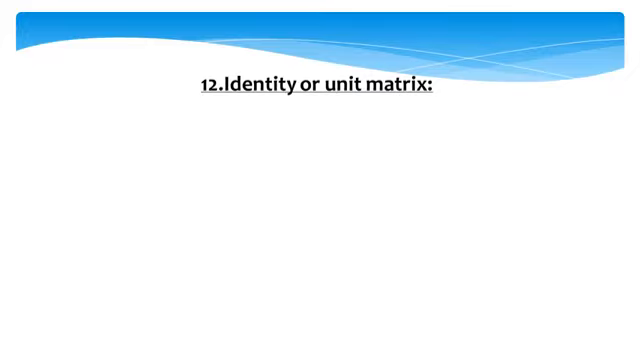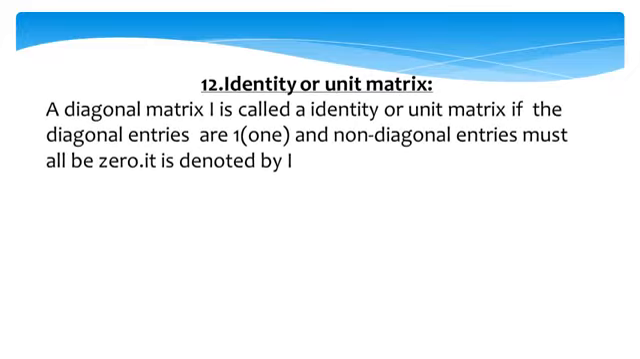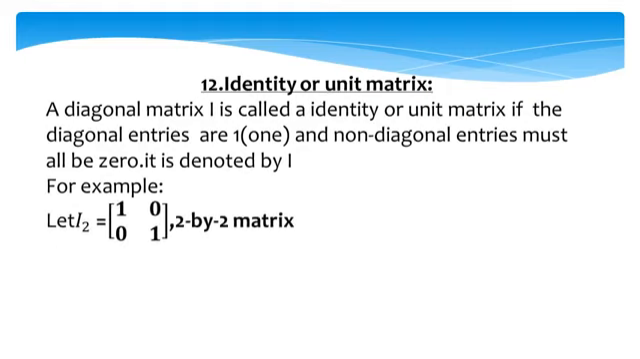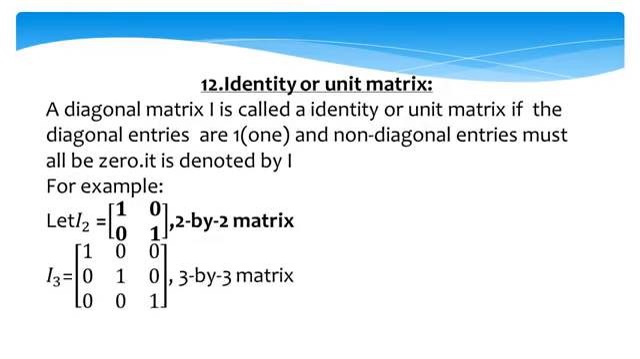Identity or unit matrix. A diagonal matrix is called an identity or unit matrix if the diagonal entries are 1 and the non-diagonal entries must all be 0. It is denoted by I. For example, let I2 be the matrix with diagonal entries 1, 1 and other elements 0. This is a 2 by 2 matrix. I3 is a 3 by 3 matrix, and the diagonal entries are 1 and other elements are 0. This is called an identity or unit matrix.